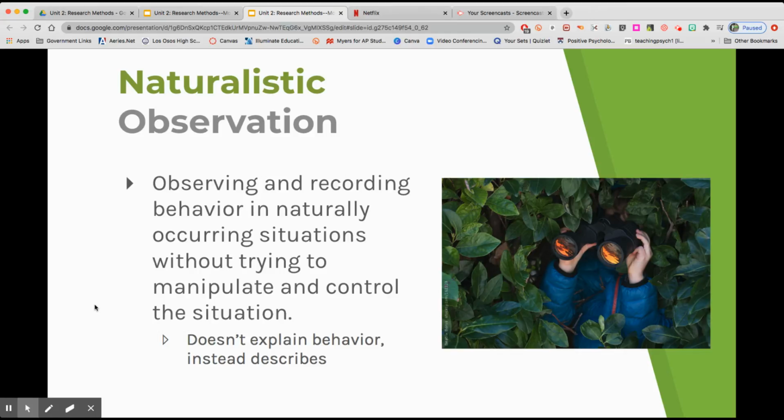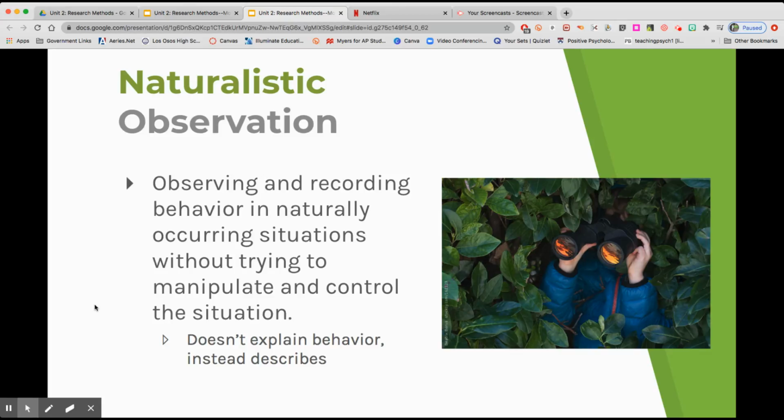The next type of research study we're going to talk about is naturalistic observation. Naturalistic observation is exactly what it sounds like. It's observing and recording behavior in naturally occurring situations where the goal of the researcher is trying not to manipulate or control the situation. They try to be as unobtrusive as they can. And again, they're not trying to explain the why of the behavior, but simply describing.